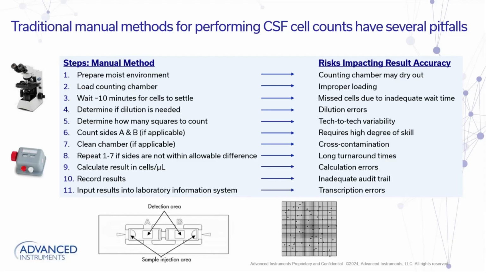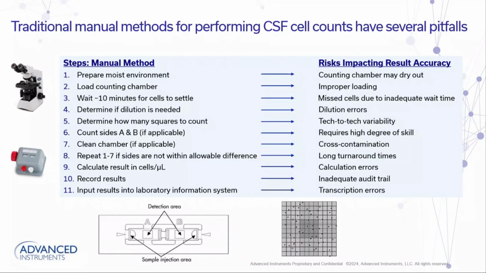But let's say your CSF is clear and it's full steam ahead. Now you have to determine, okay, how many squares are we going to count? Are we counting both sides, A and B? Cleaning the chamber, I guess there could be an introduction of cross-contamination there, but I trust everyone here on the call is pretty good at cleaning their hemocytometer chambers. And then you have to determine whether or not you have to repeat, depending on what the difference is and what's allowable in your SOP.